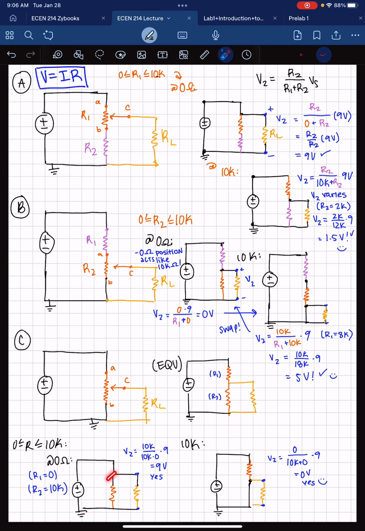And so between here and here, it should be the full 9 volts, and it is. And then right here, it's a 10K resistor, and basically ground, because you kind of ignore that. And it's 0 volts between here and here. So yeah, you get the whole 9 volt range, which is exactly what we got in lab, which is perfect.